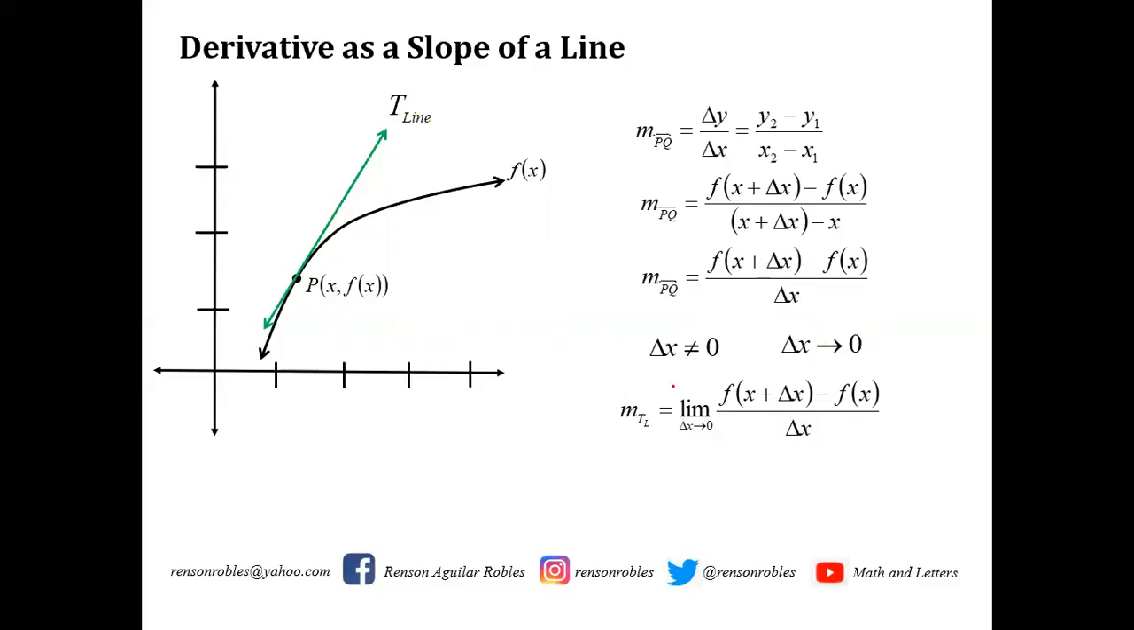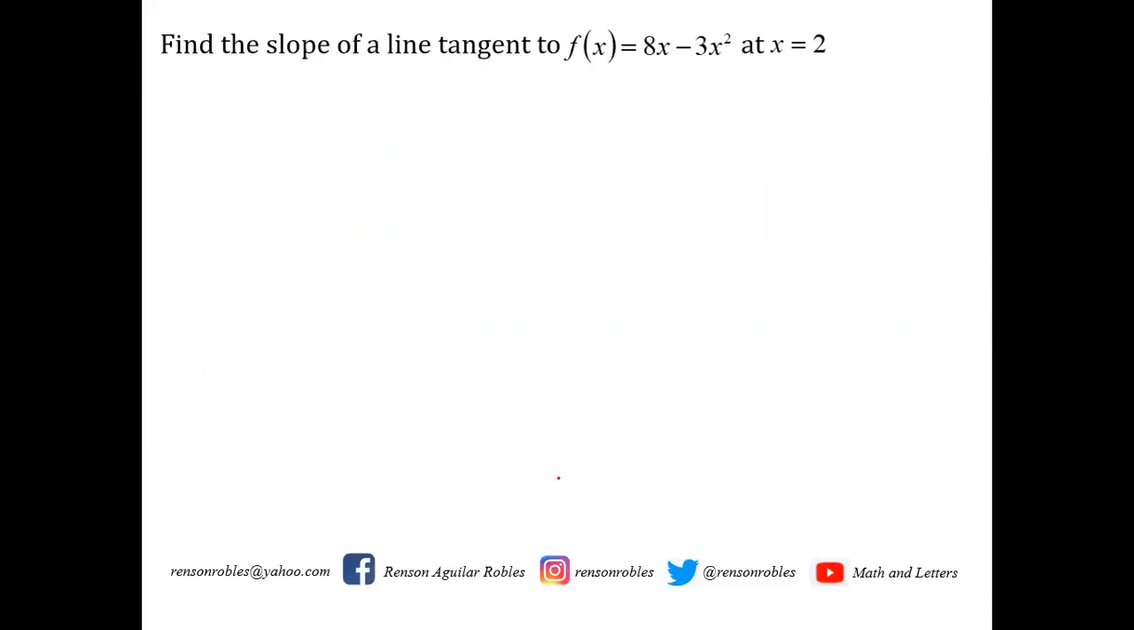So we shall take note of this expression as the slope of the tangent line. Okay, let's have some example. If we wish to find the slope of a line tangent to the curve f of x equals 8x minus 3x squared at x equals 2. Okay, so when you characterize this function, 8x minus 3x squared is a parabola that opens downward.